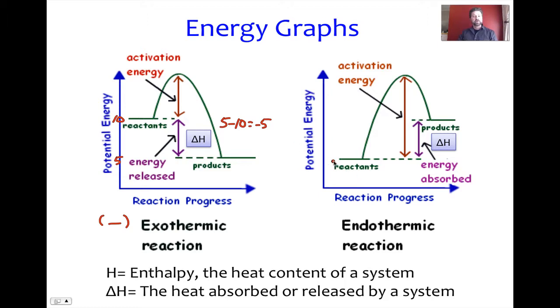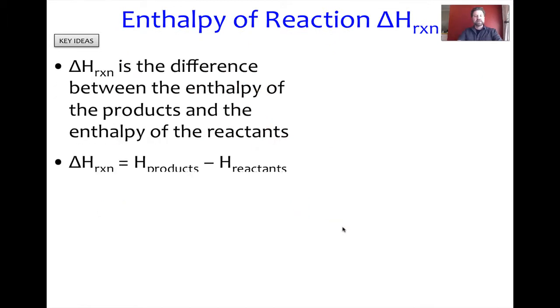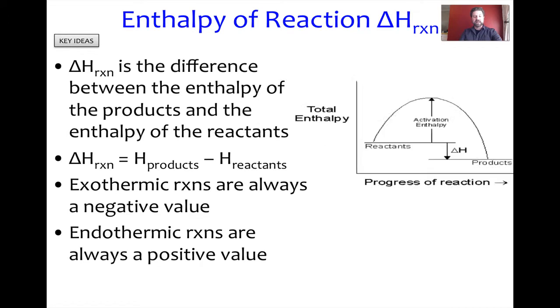For an endothermic reaction, our reactants are at 5, our products are at 10, and if we go products minus reactants, of course 10 minus 5 is 5, and that's going to be a positive 5. So in endothermic reactions, we're going to find out that delta H is going to be positive. Okay? So exothermic reactions are always going to have a negative value. Endothermic reactions are always going to have a positive value.